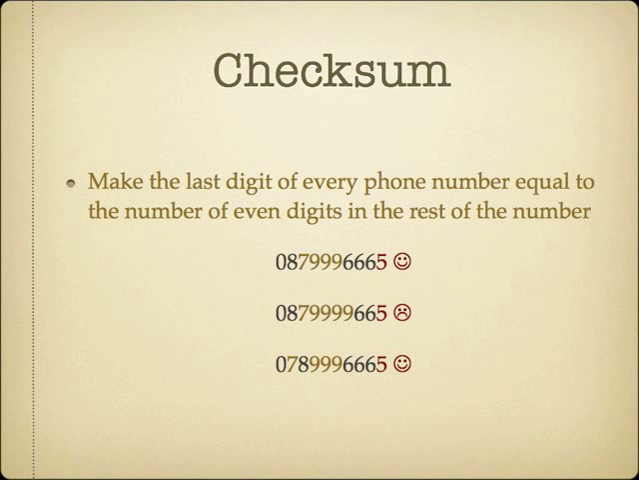Now, if someone entered this number incorrectly as 087 999 9665, we'd know that something was wrong because the first portion of that number has only 4 even digits. But the checksum is saying there should be 5. So something has gone wrong somewhere. Now, a checksum like this isn't very sophisticated. It wouldn't catch a scenario, for example, where numbers are transposed. So if you had 078 999 666 5, that would appear to be okay.